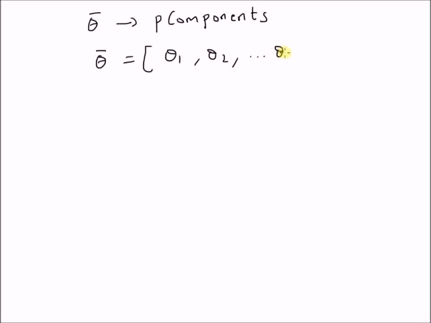Hello, welcome. In this short video, let us look at the CRB for a vector transformation and an example illustrating this concept. So, given the vector theta bar that has p components, that is theta bar is equal to theta 1, theta 2 up to theta p. It has p scalar components, and then the probability distribution of the observations x is a function of this vector.